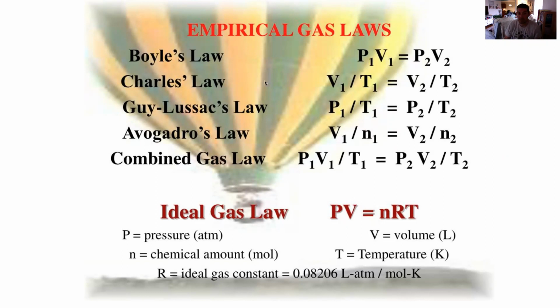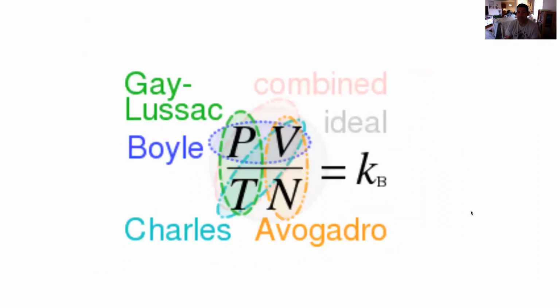They're in the videos. We've practiced Boyle's law, inverse relationship, pressure and volume. Charles' law, direct relationship, volume and temperature. Gay-Lussac's law, direct relationship, pressure and temperature. Avogadro's law, direct relationship, volume and moles. All right, so now we're looking at our last one, the ideal gas law.